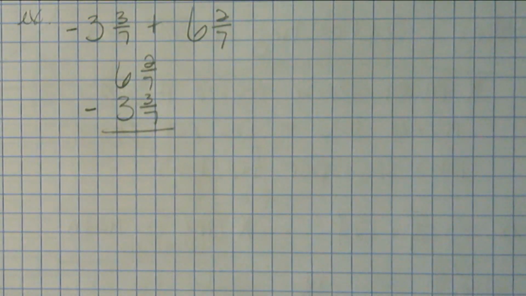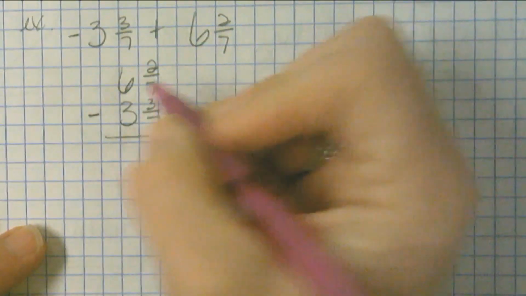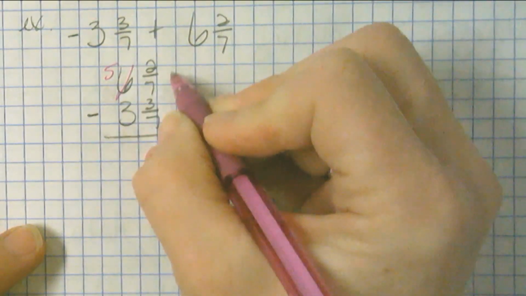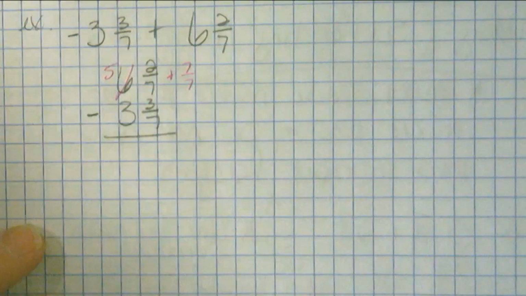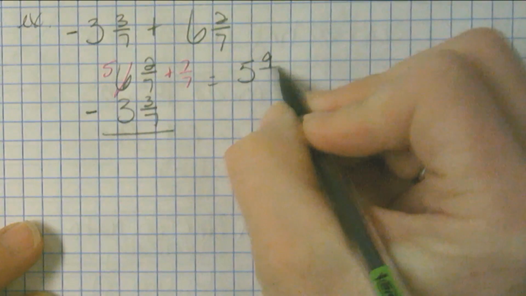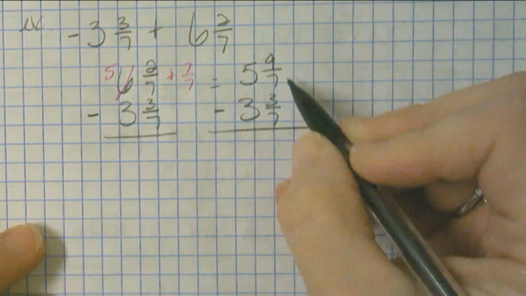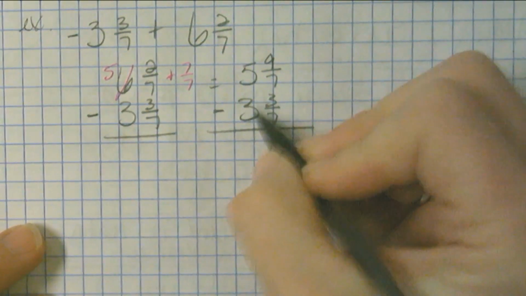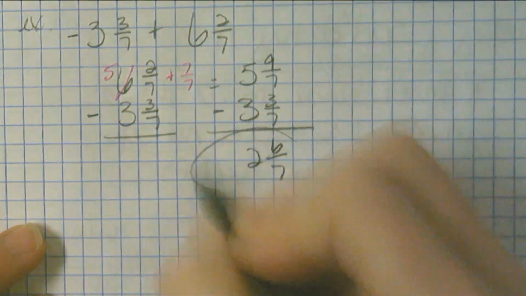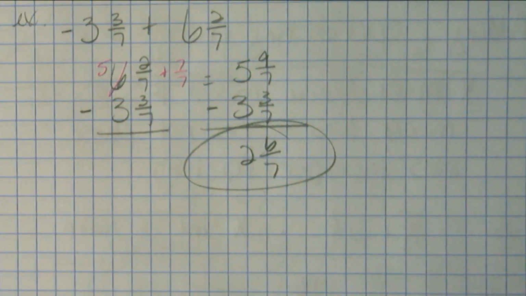Whose voice have I not heard? Amanda, what am I going to do here? Excellent. So what do I have when I do that? So 5 and 9/7 minus 3 and 3/7. Excellent. Keep going. Excellent. And there's my answer. Questions on this process? You guys good with this?